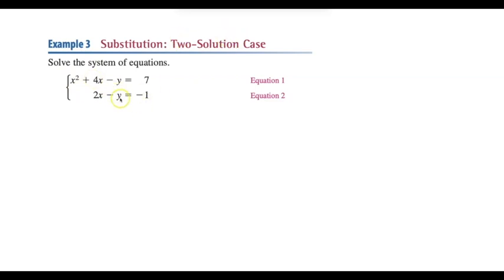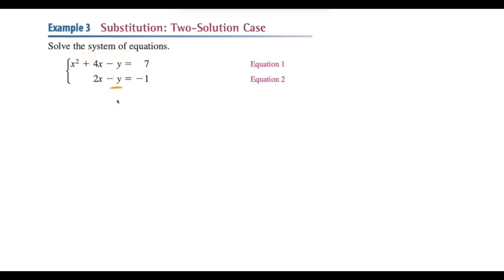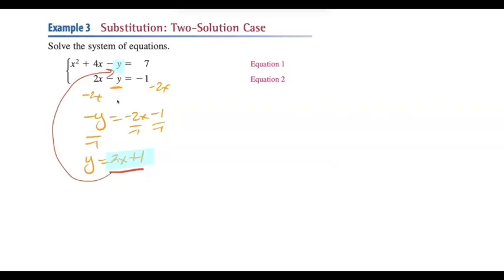Let's try to make it y, because it also lets us keep all this as x. So we're going to try to get y by itself, and I'm going to do it on the easier equation. Let's subtract 2x. I get negative y equals negative 2x minus 1. Divide everything by negative 1, and you get y equals 2x plus 1. Now we're going to substitute that in for the y we see over there. Don't forget to use parentheses.